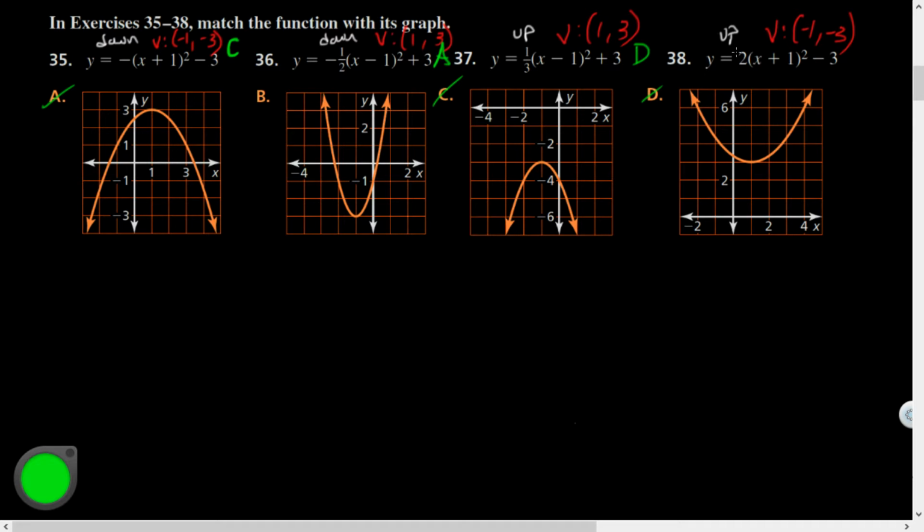And then let's just verify that 38 is going to be B. So -1, -3 for the vertex. It opens up. It also was a vertical stretch by 2. That is B for sure. So that's how you can do those problems, kind of analyzing the vertex.